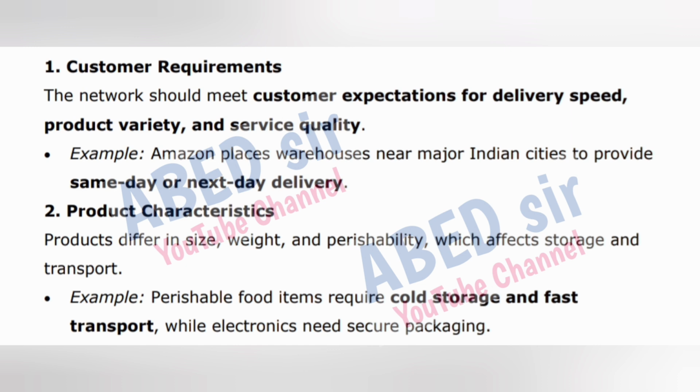2. Product characteristics. Products differ in size, weight, and perishability, which affects storage and transport. Example: perishable food items require cold storage and fast transport, while electronics need secure packaging.